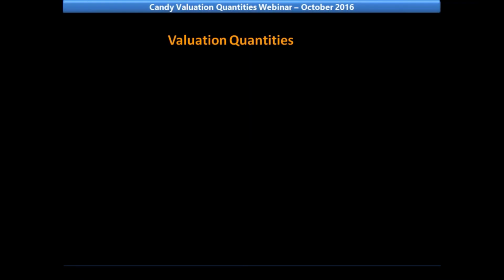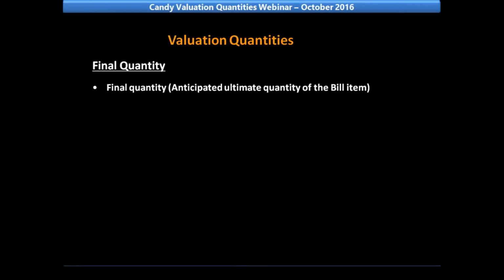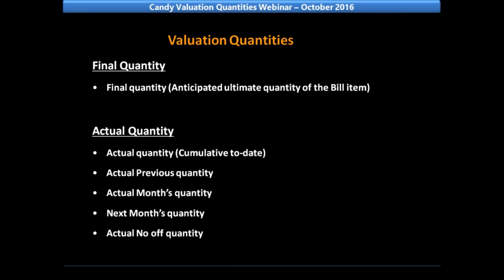Let's have a look at some of the various valuation quantities. So firstly, I have my final quantity. This is my anticipated ultimate quantity of a bill item. Then I have my actual quantity. So I have a cumulative to-date actual quantity, actual previous quantity, actual month's quantity, next month's quantity, and actual number of quantity.